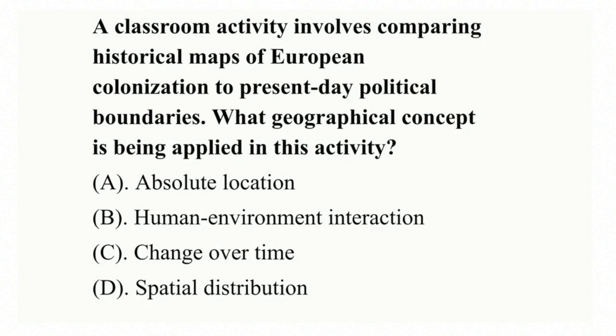Let's go to B, human environmental interaction. This concept focuses on how humans adapt, modify, or depend on their environment, and not about political boundaries. Letter C, change over time. Well, right there we have this present-day political boundary, and they're talking about change over time. Therefore it compares past and present maps, and it is the correct answer. But let's go ahead and look at D, spatial distribution. Again, they're talking about how things are spread across space, but in this question we are talking about present-day political boundaries, and that is a time frame. So change over time is the correct answer.